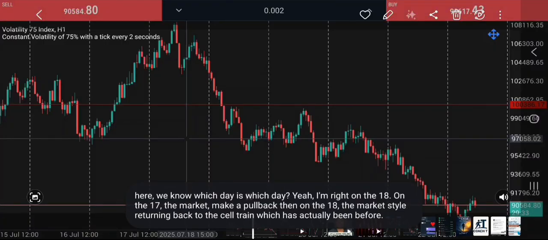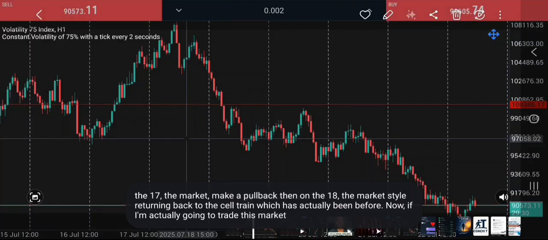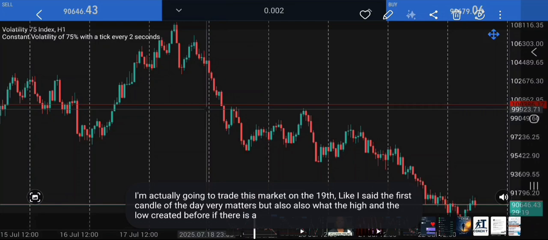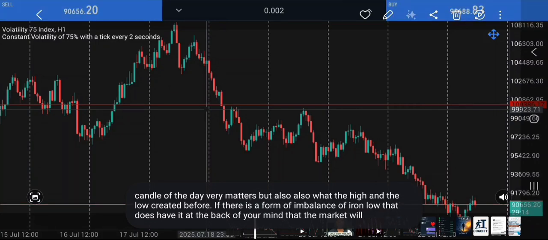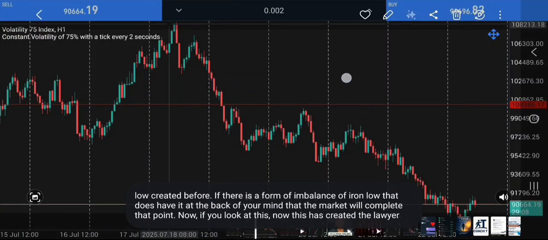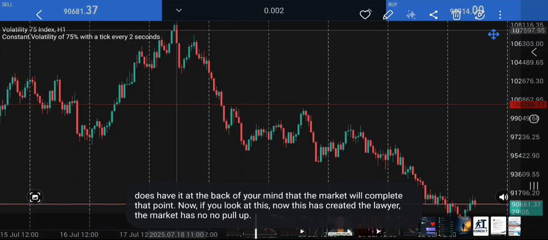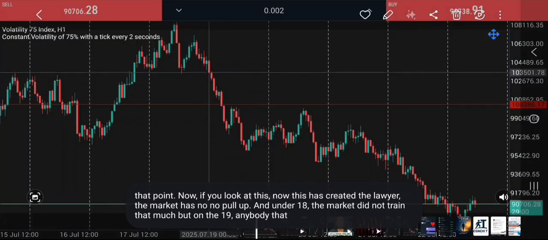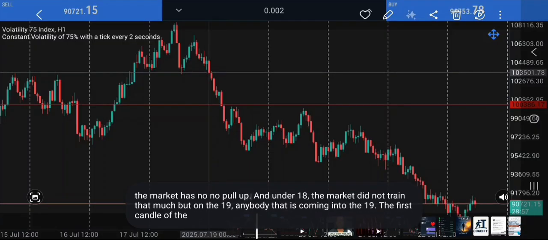Now, if I'm going to trade this market on the 19th, like I said, the first candle of the day matters, but also what high and low were created before. If there is a form of imbalance of high and low, just have it at the back of your mind that the market will complete that point. If you look at this now, this has created a low here. The market pulled up, and on the 18th, the market did not trend that much. But on the 19th, anybody coming into the 19th, the first candle of the day matters. It tells you that the market has resumed the bearish move.